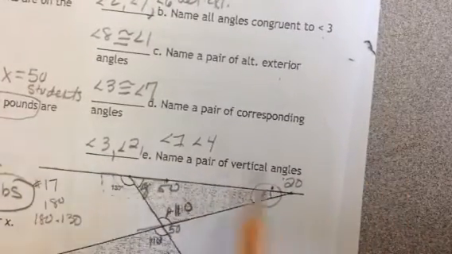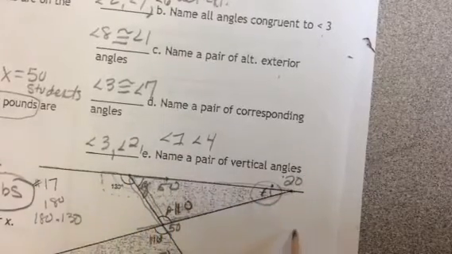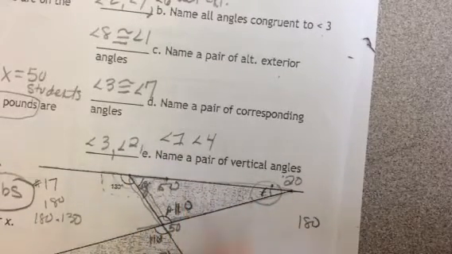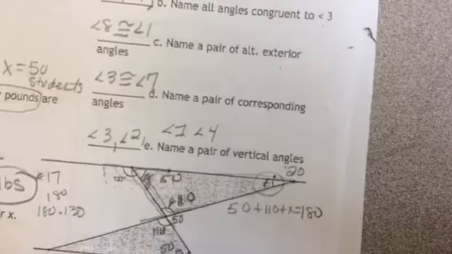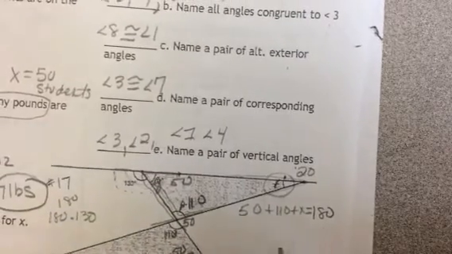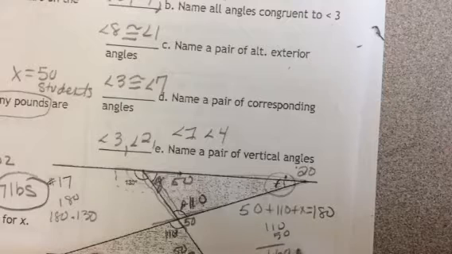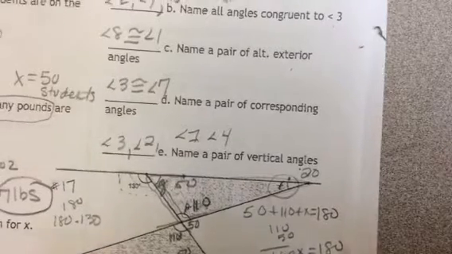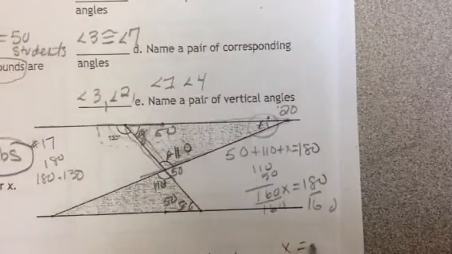Let me show you why. This triangle right here is equal to 180. All triangles are equal to 180. So I have 50 plus 110 plus x equals 180. So when you add 110 plus 50, that gives you 160, plus x equals 180. Subtract 160 from both sides, and x is equal to 20.